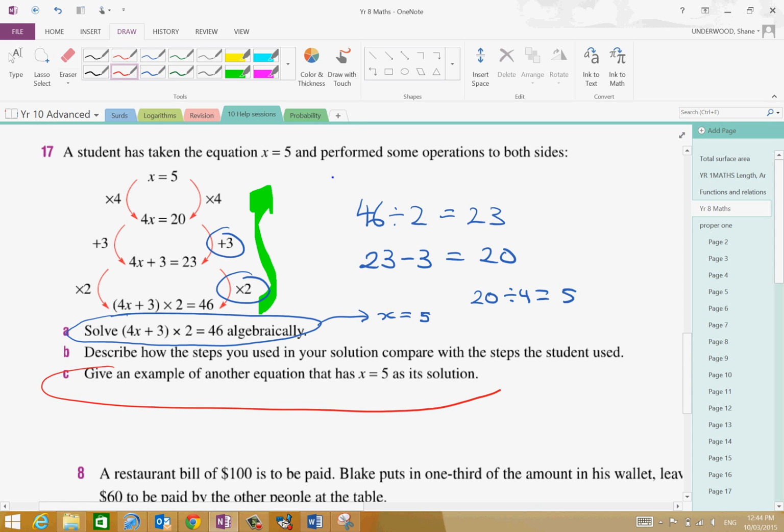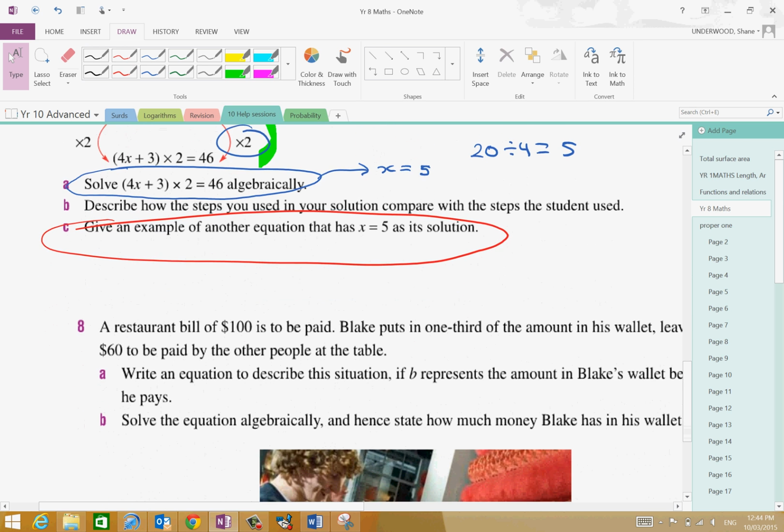There you go. Give another example of an equation that x equals 5 has as a solution. Don't worry about that. But the whole point of this, ladies and gentlemen, actually we've only got gentlemen in here now, is using the inverse operation.